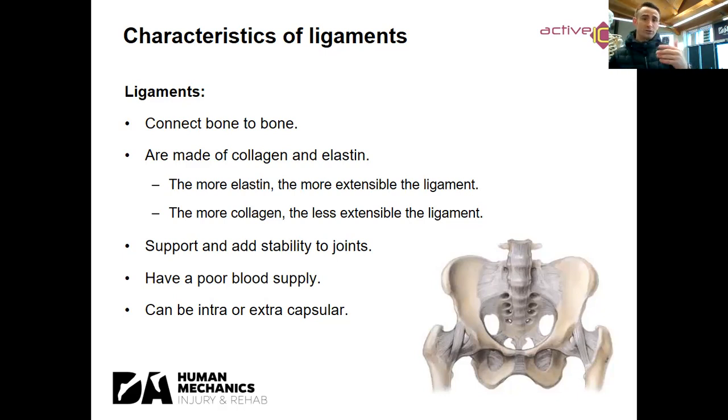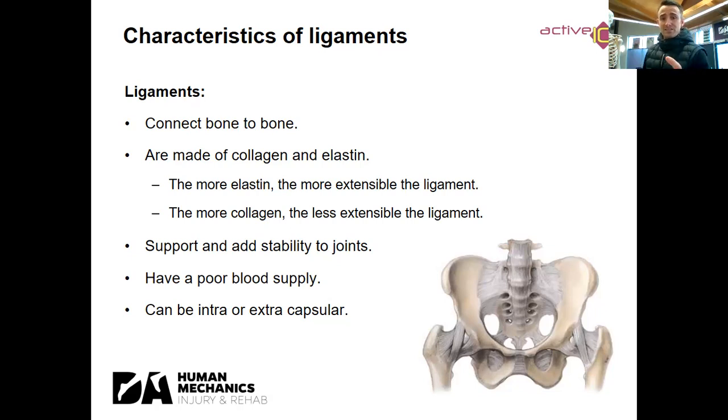Anyone on this course who's been active, it's likely that you have done some level of damage to ligaments, whether it be ankles or knees. In terms of structure, your ligaments are made up of collagen and elastin. So when you're asked to describe or explain, it's important to know these materials. Collagen is a thick, fibrous white material, and it's there to provide some rigidity, some support within that tissue.